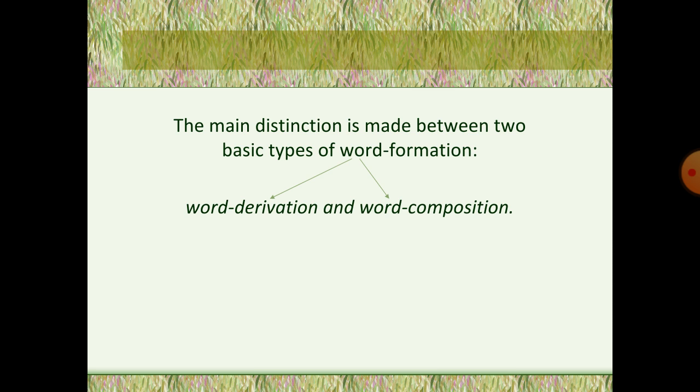English word formation is the system of derivative types of words and the process of creating new words from material available in the language after certain structural and semantic formulas and patterns. The main distinction is made between two basic types of word formation: the word derivation and the word composition.